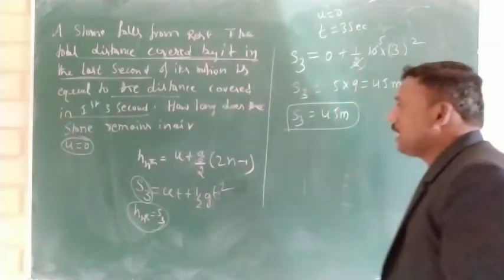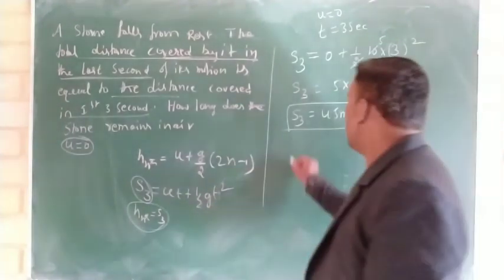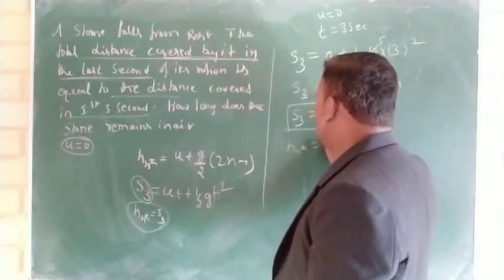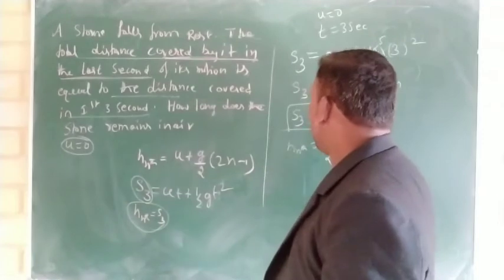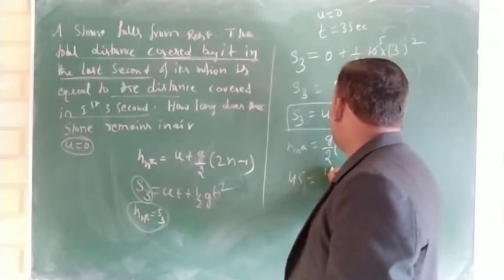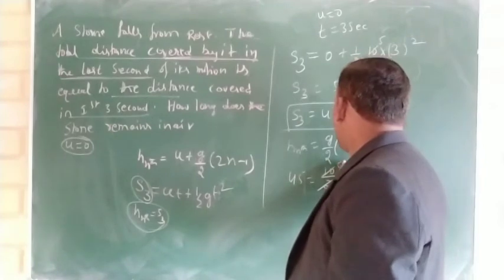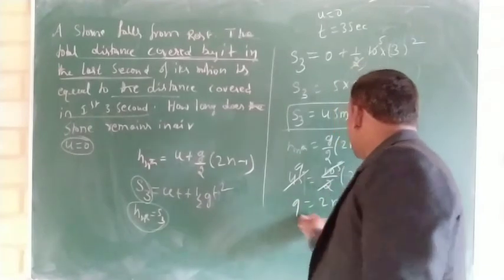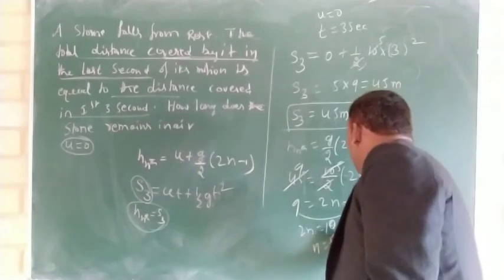Similarly, the total distance traveled in the last second of its motion is written as h nth is equal to u plus g by 2 times 2n minus 1, where u is 0. Here h nth is equal to S3 is equal to 45, which equals 10 divided by 2 into 2n minus 1. 2 ones are 2, 5s, 5 ones are 5, 9s. Therefore, 9 is equal to 2n minus 1. 1 goes to the left hand side. 2n is equal to 10. n is equal to 5 seconds.